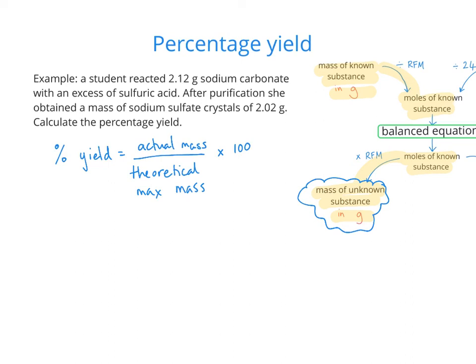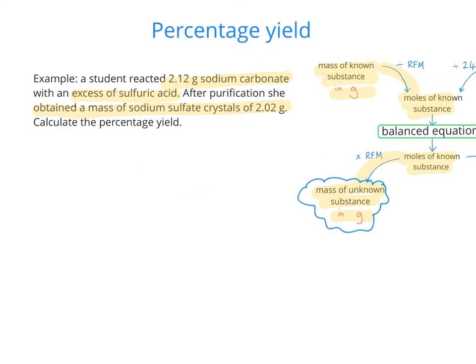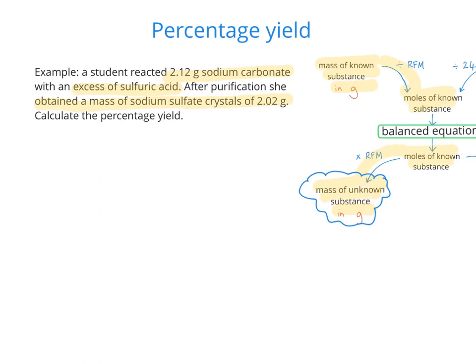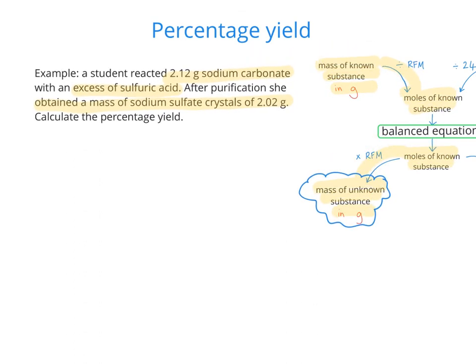So the awkwardness here is that there are 2 masses in the question. There is 2.12 grams of sodium carbonate. There's something about sulfuric acid, but it says excess. Obtained a mass of sodium sulfate crystals of 2.02 grams. Calculate the percentage yield. So, just going to get that out of the way. We'll come back to it so that we can do this calculation a little bit better, with a little bit more space.